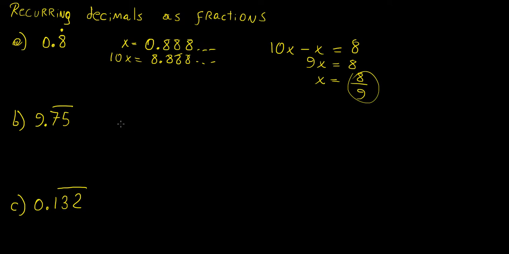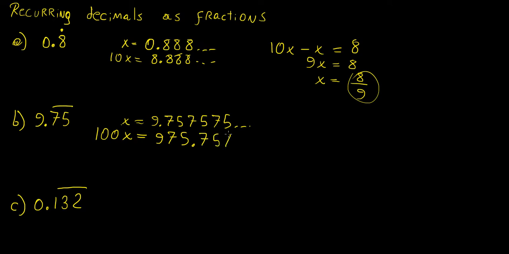Now for this one, we have x equals 9.757575 and so on. So the repeating unit is actually 2 digits. We're going to have 7 and 5. So the logical step here is to multiply by 100 so that we have 975.75. So we have those repeating decimals. And now we're going to subtract those two. So 100x minus x. All these 75s here, all the decimal places are going to cancel out. So we're going to be left with 975 minus 9, which is going to be 966.